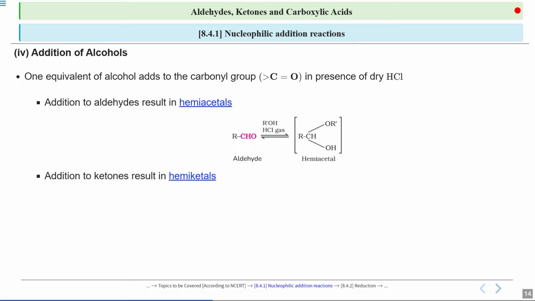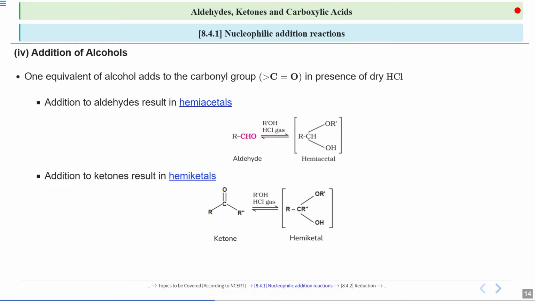So addition to aldehydes results in hemiacetals, where the OR group and OH group are attached to the same carbon, and addition to ketones results in hemiketals. So a hemiketal is the same, which means it is half of an acetal. Hemiacetal is half of an acetal. Hemiketal is also half of an acetal, but the difference is that here we are starting with a ketone.